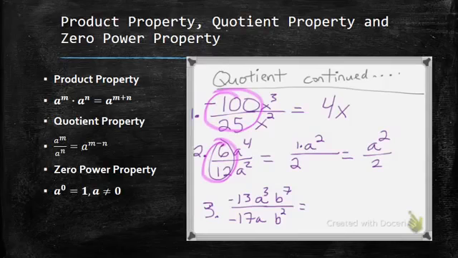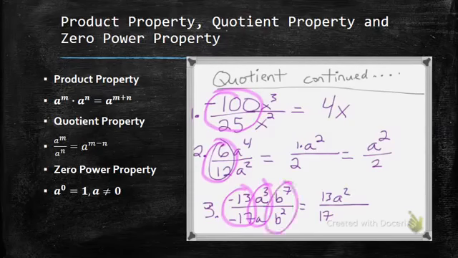This next one, we have 2 negative coefficients, and you know that a negative divided by a negative is positive, so it's going to come out positive. Now, with this one, 13 divided by 17 is not going to give us anything nice, so let's just leave it as what it is. 13 divided by 17, a cubed divided by a. Subtract, get a squared. B to the 7th over b squared is b to the 5th. So your final answer is 13 times a squared times b to the 5th power divided by 17.